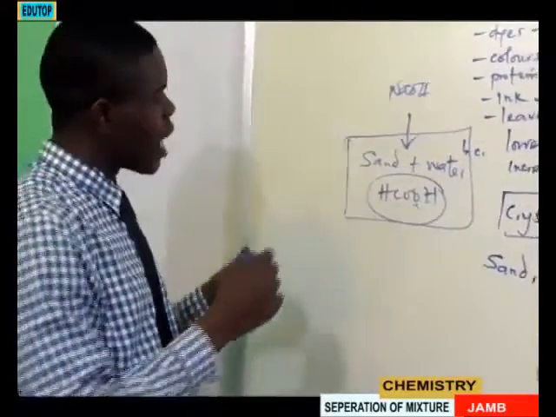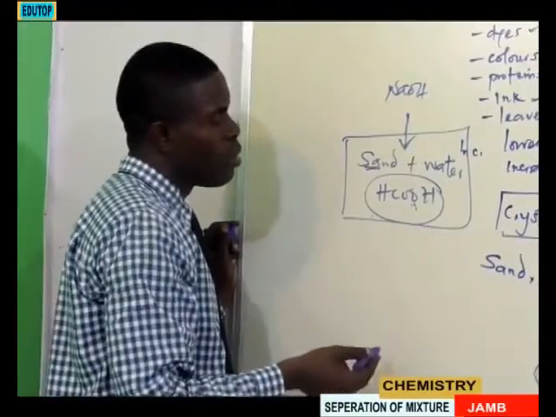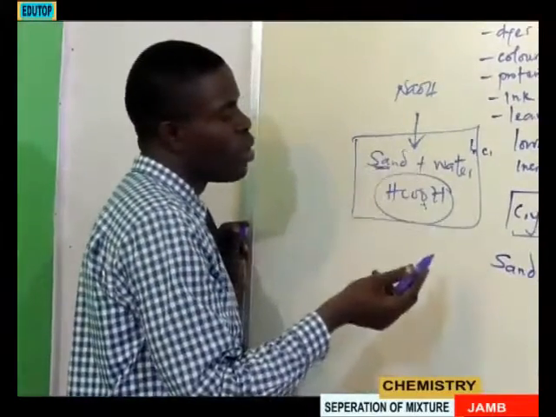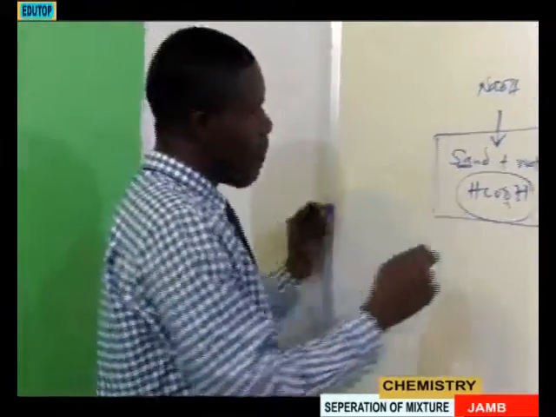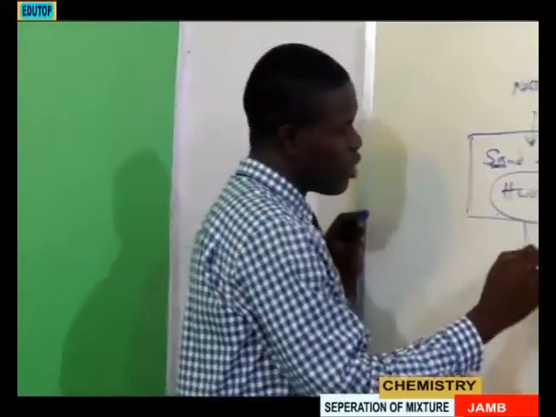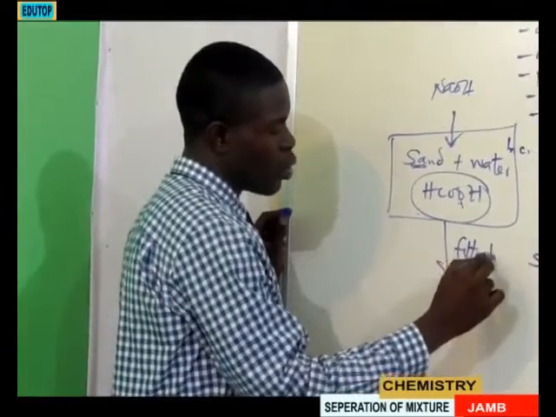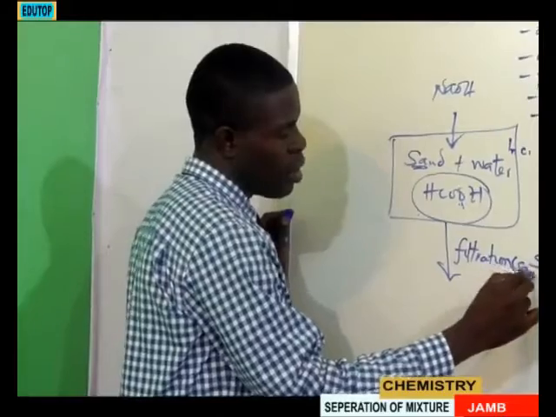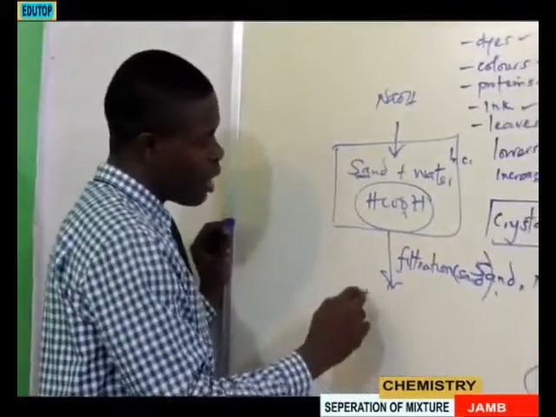But the question asks how we can separate this. This one is insoluble. So what you need to do now is subject it to what? Filtration. By the time you subject this product to filtration, the sand will be removed. So you now have what left?